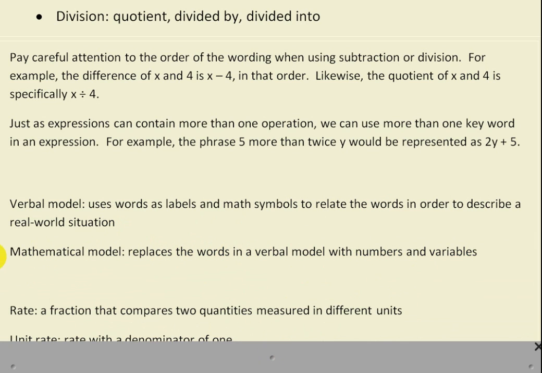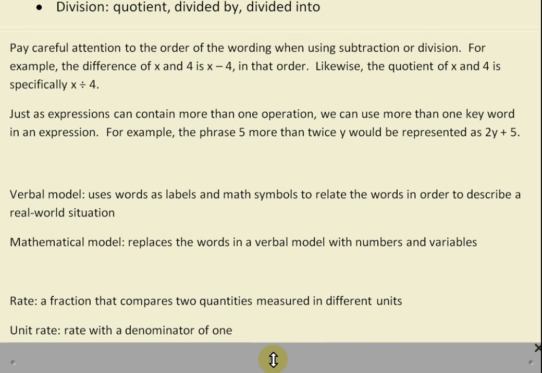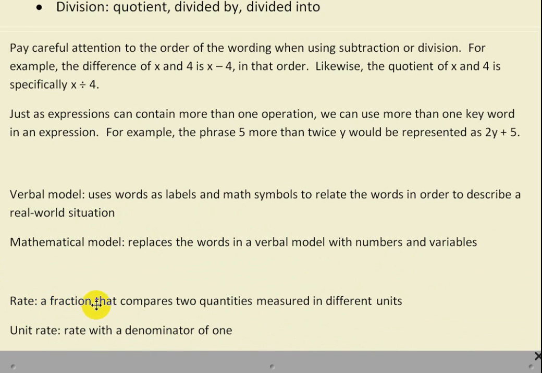Now, as a little bit of an added bonus, we're going to look at rates in this section. And a rate is simply a fraction, a comparison of two numbers. So a fraction that compares two quantities measured in different units. A real common one, for example, would be miles per hour. So those are going to be two different quantities using different units. And then a unit rate will be a rate with a denominator of 1. So that example of miles per hour, that's how many miles in 1 hour. That's an example of a unit rate.